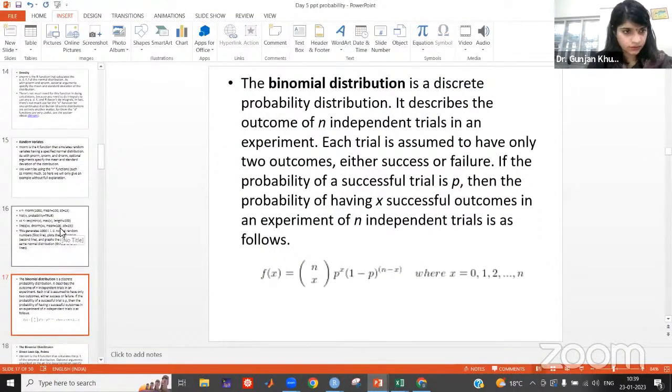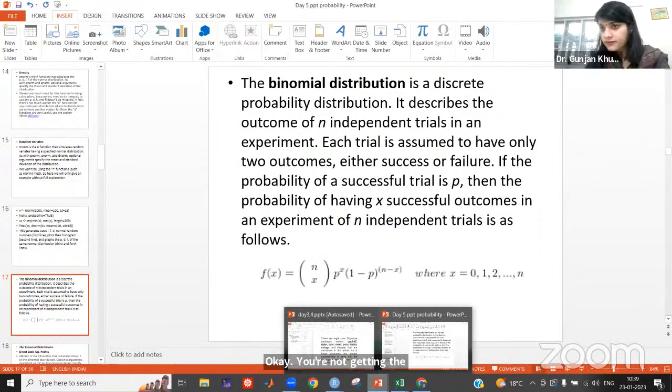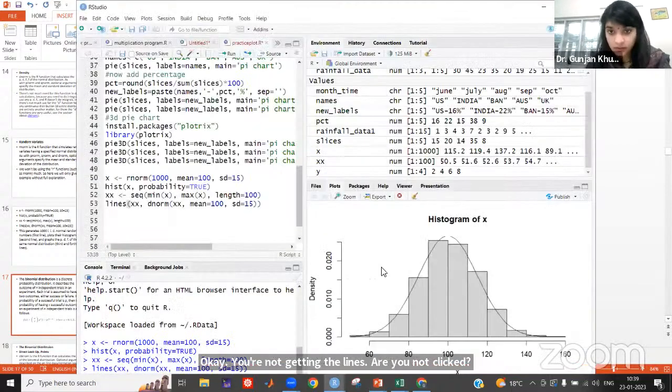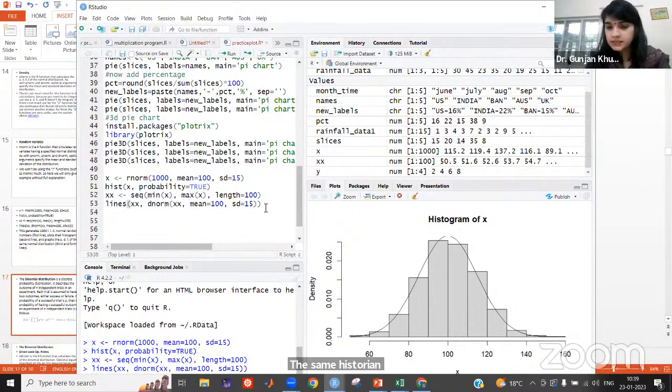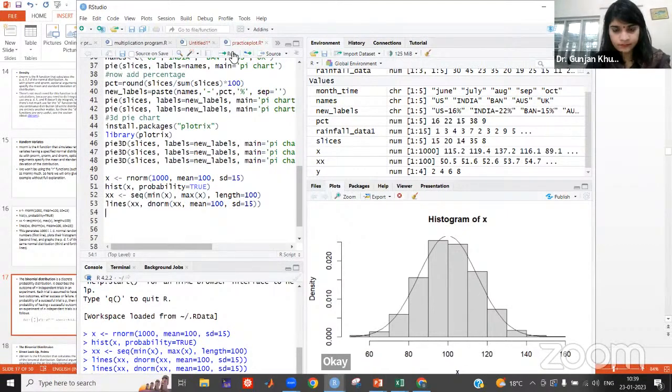Is this over? I am not getting the answer. You're not getting the lines? No. I am getting the same histogram. On the histogram, are you getting the lines? Have you run that? Yes, I have run it. A line appears in the console. Mine also appears, but on the histogram a line should also come, as it's coming on the screen.